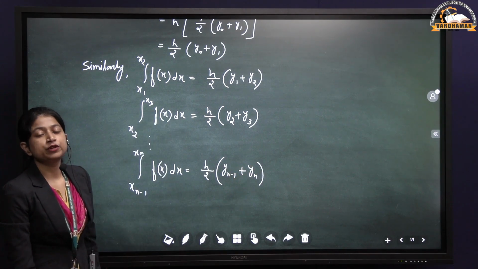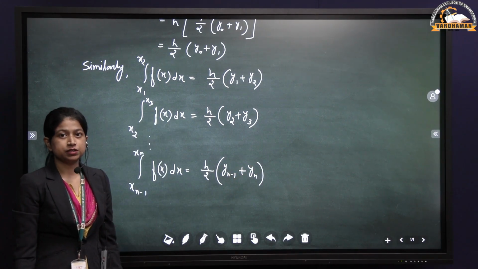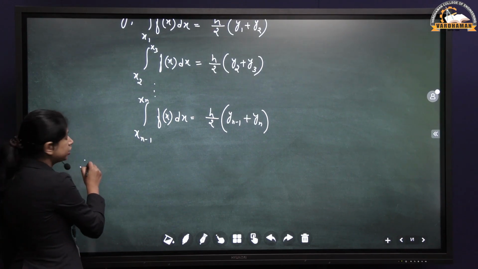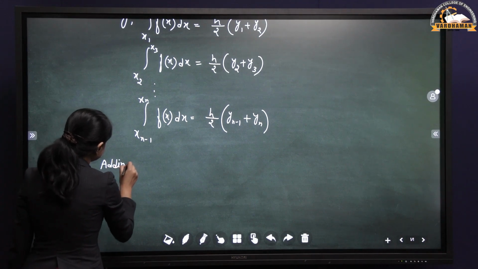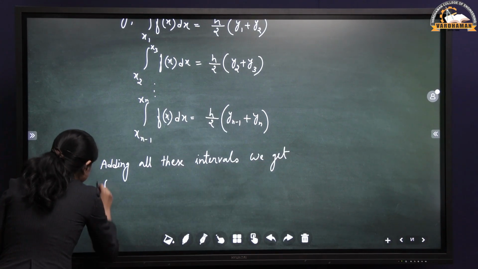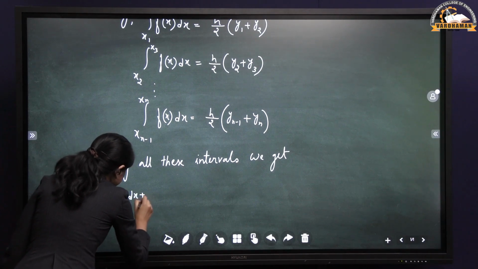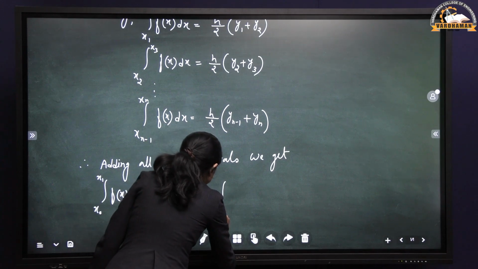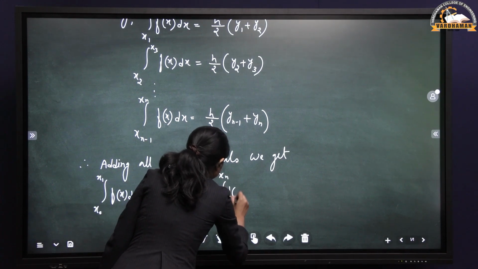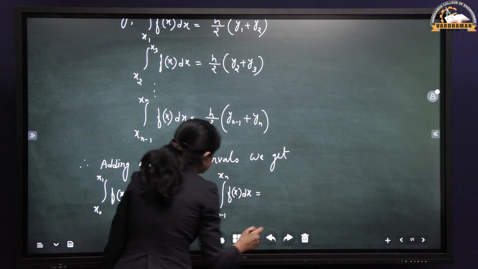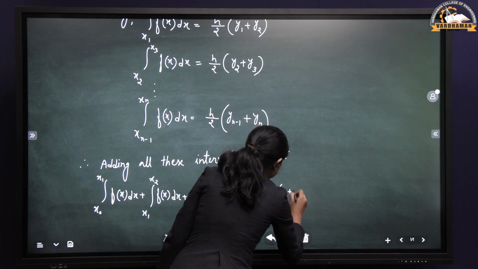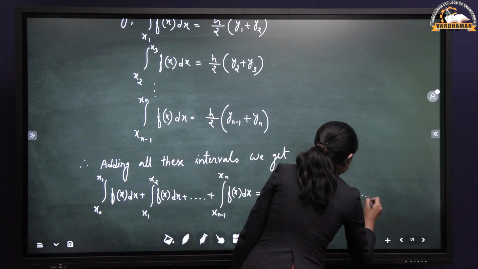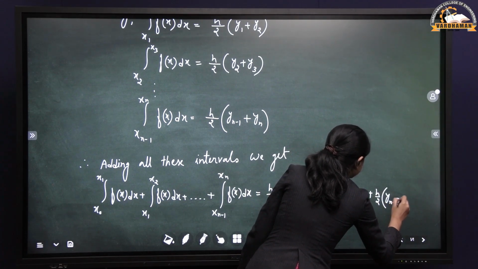Now we know that definite integrals are additive over subintervals. So if we add all these subintervals, we get integration x0 to x1 f of x dx plus integration x1 to x2 f of x dx plus so on, integration xn minus 1 to xn f of x dx is equal to h by 2 (y0 plus y1) plus, for the second one, h by 2 (y1 plus y2), and so on, h by 2 (yn minus 1 plus yn).